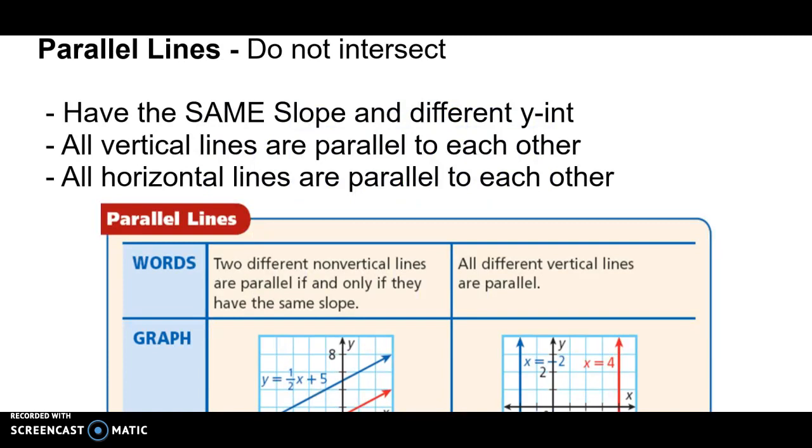The answer to 1C. It says two lines are parallel if and only if, and I want you to write down this right here, they have the same slope, but they must also have a different y-intercept. Because what happens if they have the same y-intercept? Kind of the same thing as the x-intercept. If two lines have the exact same y-intercept and they also have the same slope, it's the same line. They're not parallel anymore.